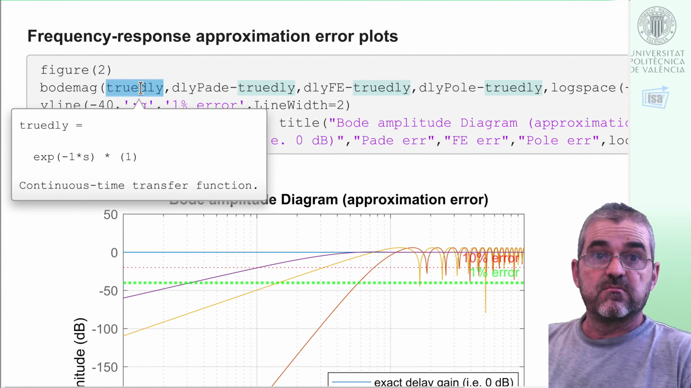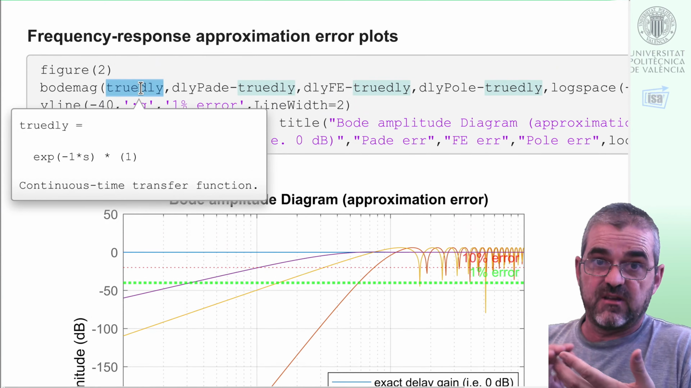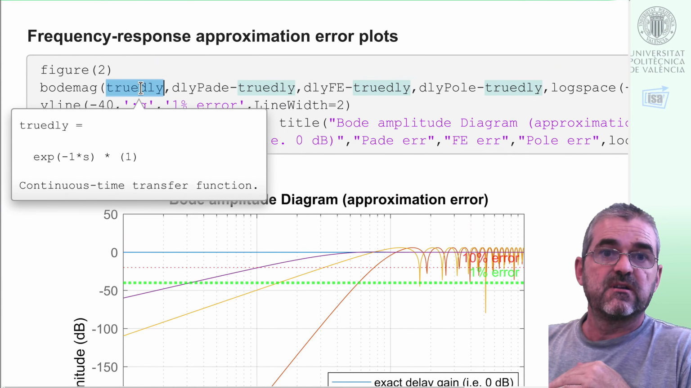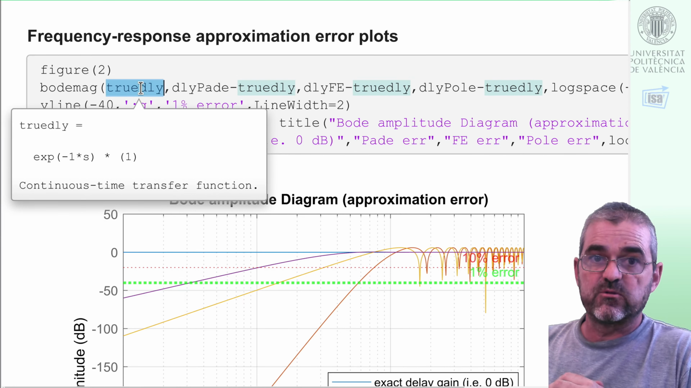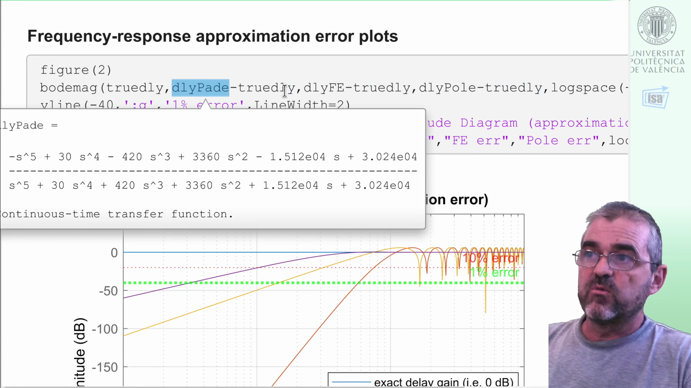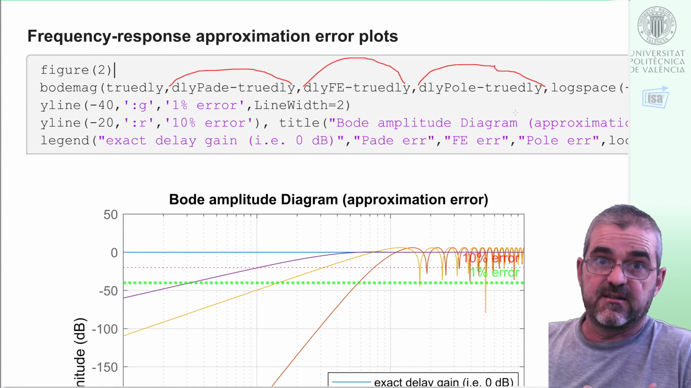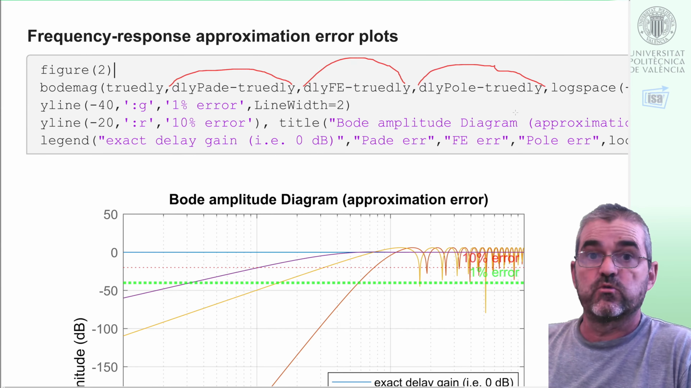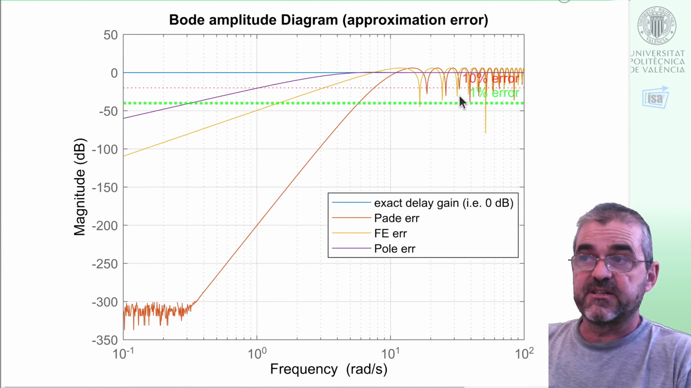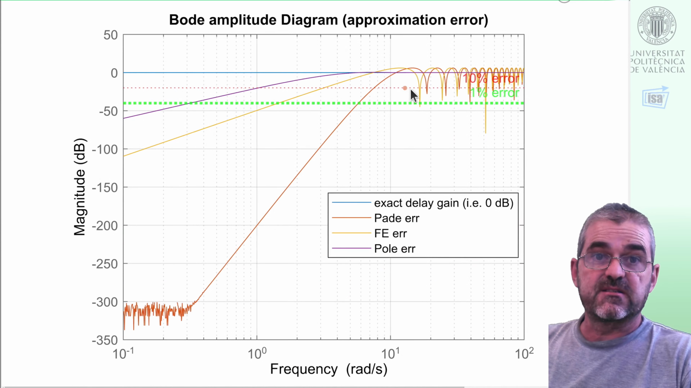A true delay has amplitude equal to 1: a sinusoid of amplitude 1 at whatever frequency, after the delay, will indeed have unit amplitude, so it's a 0 dB frequency response at all frequencies. And then we compare that unit gain with the modeling error, considering the several approximations of the delay minus the true delay. That's the modeling error in frequency, if I do a Bode magnitude plot. 1% error is minus 40 dBs, this green line. 10% error is this red dashed line, minus 20 dBs.